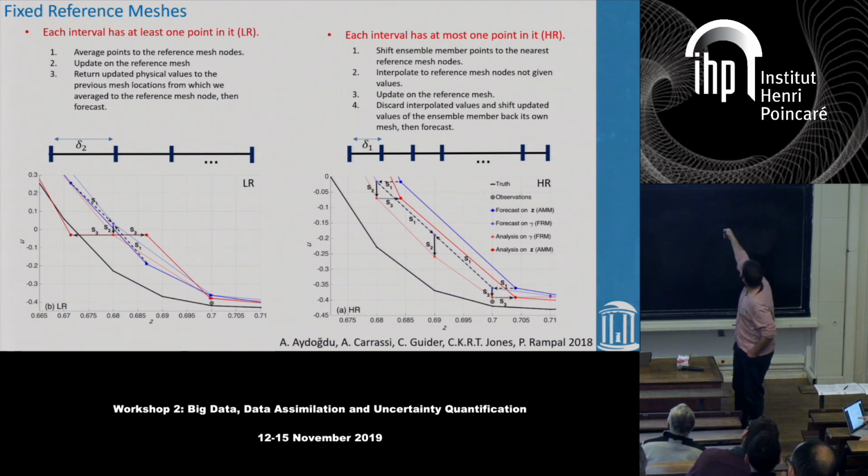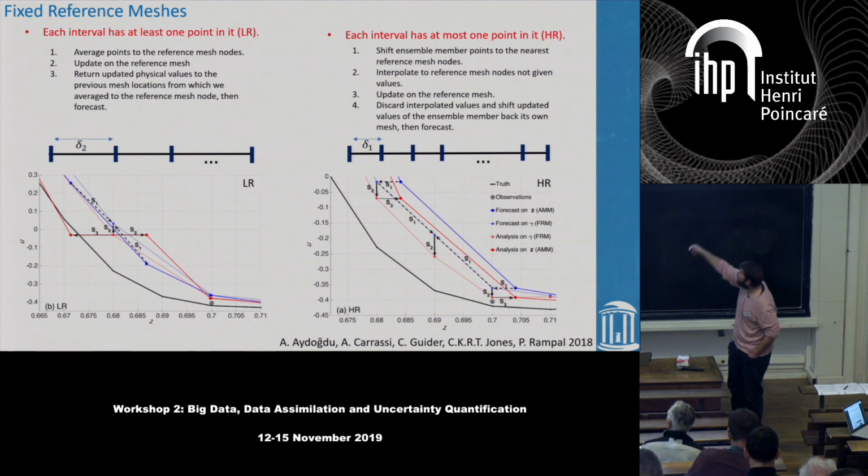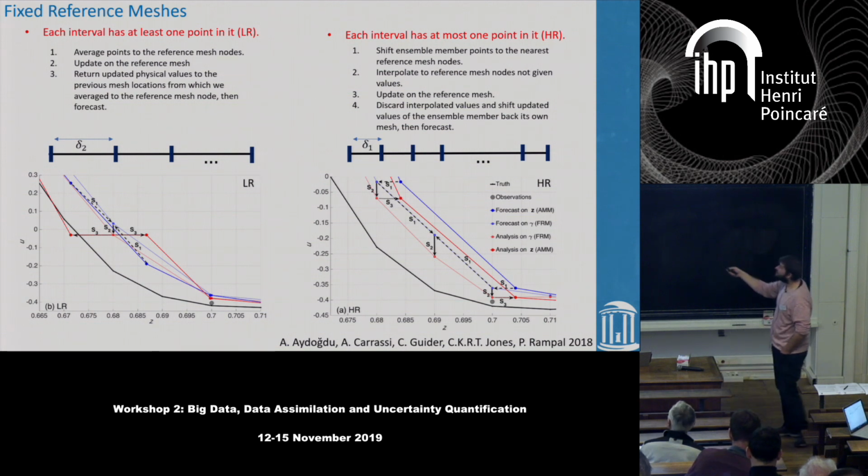Then we can do the update. So here's the analysis on the fixed reference mesh. That would be this one here. So we do the update, this sort of light line. So here you see it's getting updated. Then we have to go back. So what we then do is just take that updated value and we put it back into its previous mesh location. So this point lines up with that one, and that point lines up with that one. And then we can evolve from there. And that may not seem like the best way to do it, but it does work OK.